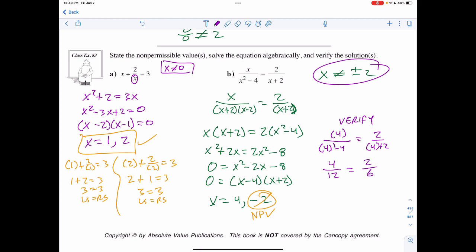On the left side, I can divide the top and the bottom by 4 and I get 1 over 3. On the right side, I can divide the top and bottom by 2 and get 1 over 3. And my left side is equal to my right side. So yes, x is equal to 4 is in fact the correct solution.